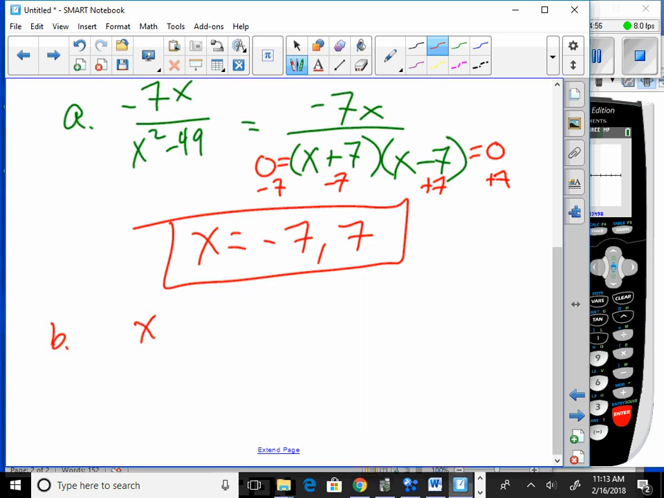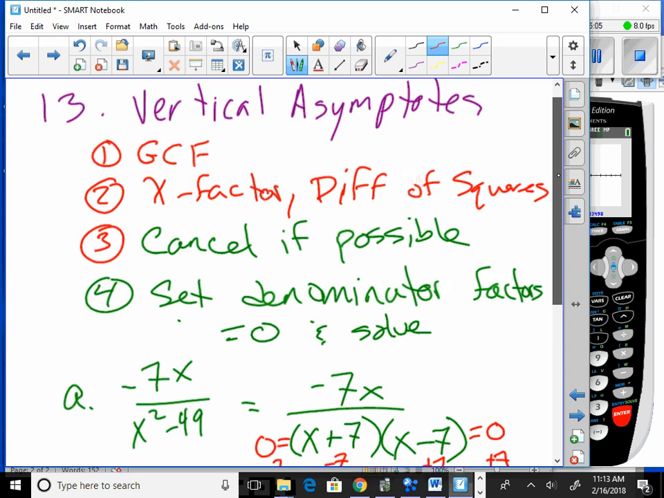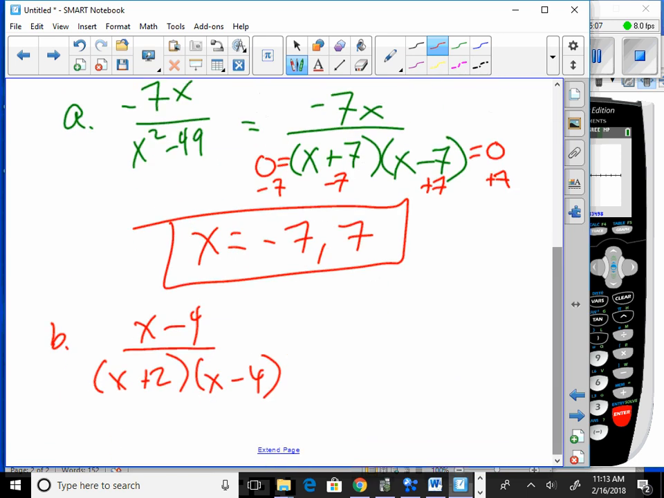So on B, that one's nice because B's already factored for us. So we skip steps 1 and 2 and start on step 3. Yes. Yep. We can cancel. What's my new numerator? Good, 1. Yep. Always keep a 1 if everything canceled out. Okay, so now I can set my denominator equal to 0.